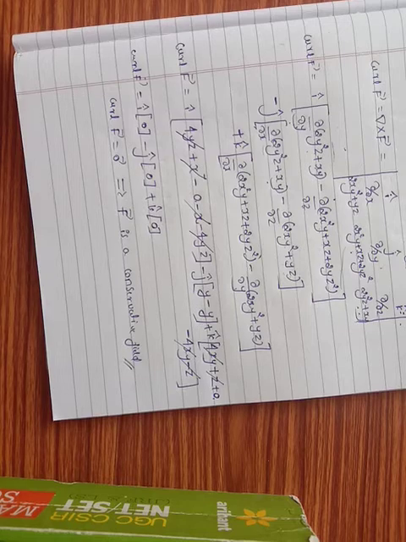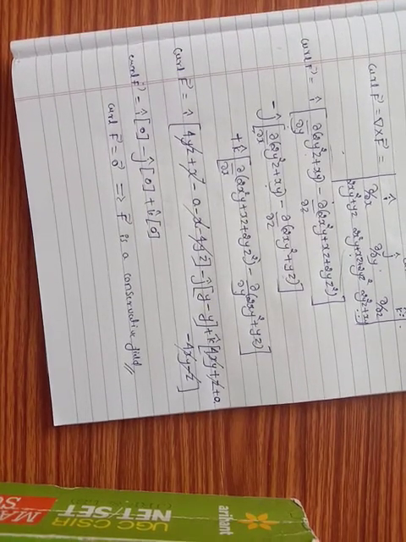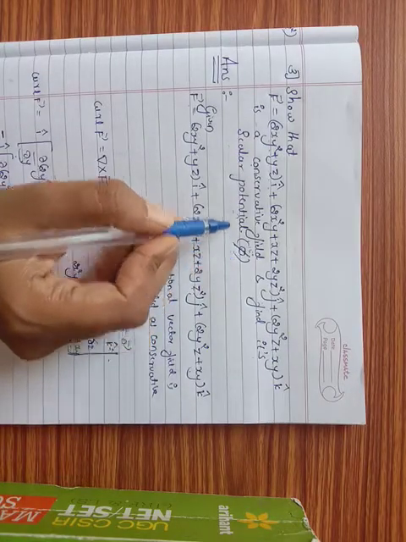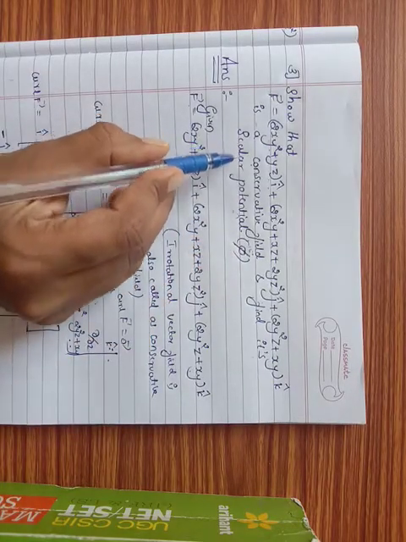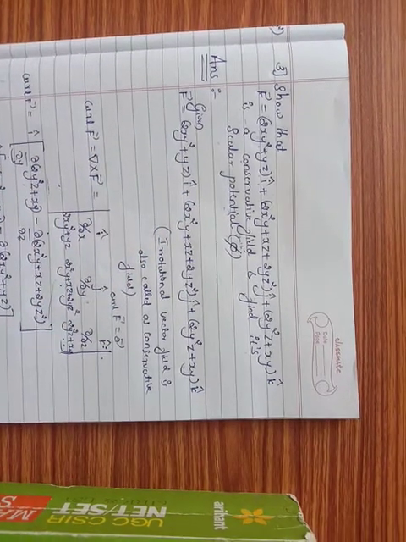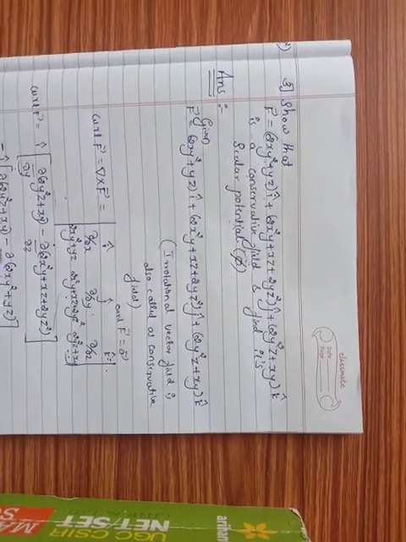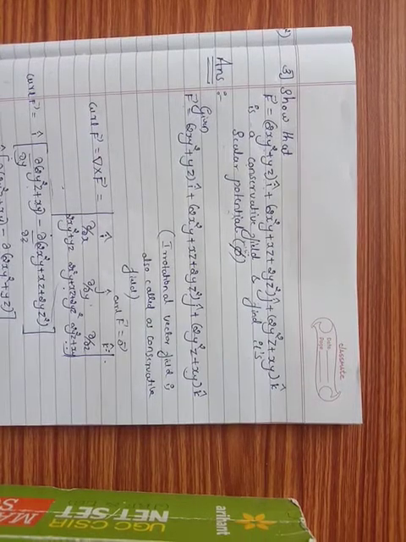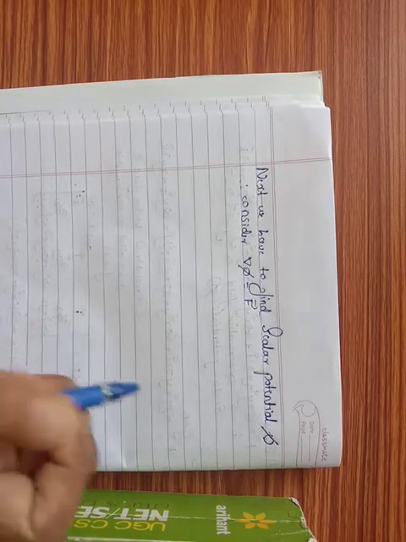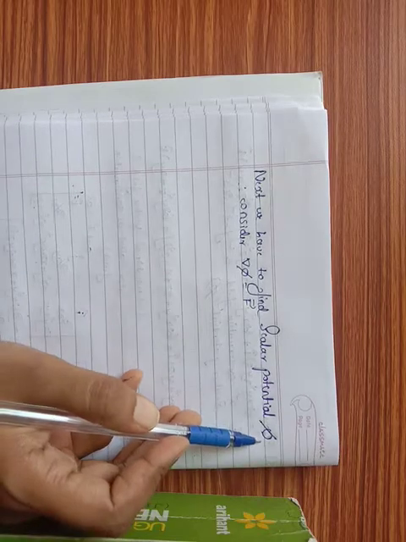Problem. See the next one. Next we have to find the scalar potential phi. Observe here, the scalar potential is nothing but a scalar function only. So for finding the scalar potential we are going to apply one condition, that is vector f is equal to del phi.